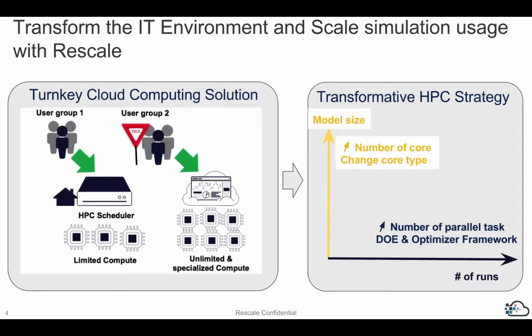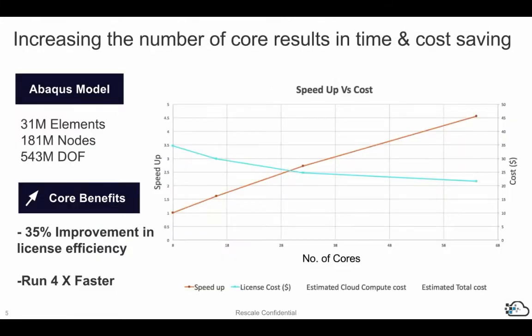So first, what I'd like to do is look at how to run a single job on Rescale and the benefits of this, and especially the benefits for a larger job. Here, what I'd like to share with you is a benchmark. We took an Abaqus model, about 550 million degrees of freedom, and we ran it against different numbers of cores.